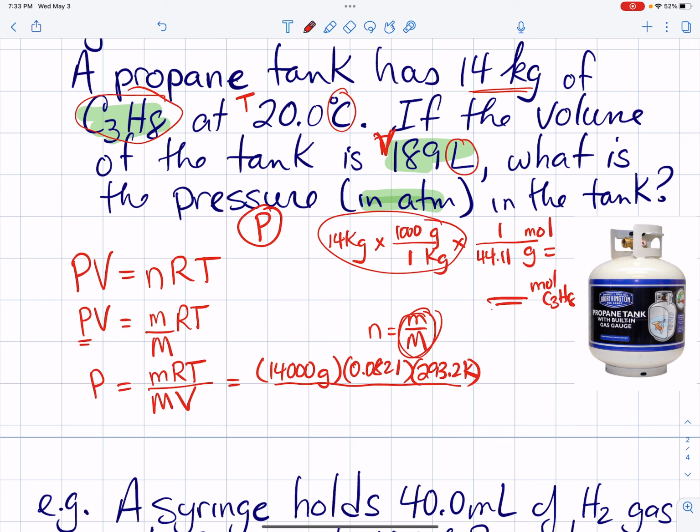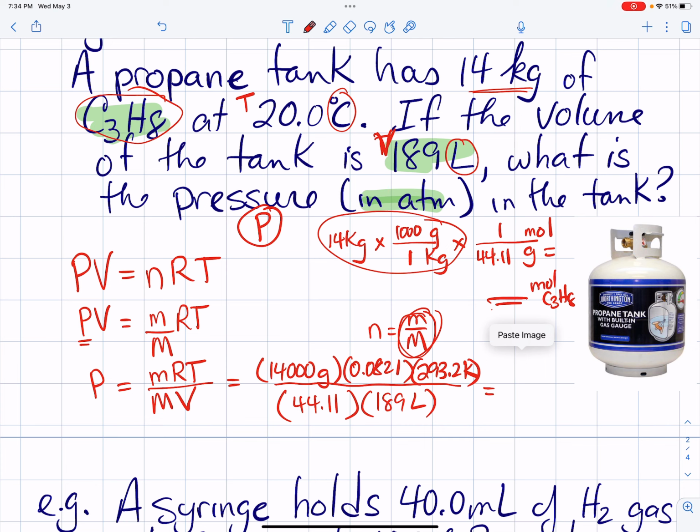Divided by our molar mass of propane, 44.11, and the volume has to be in liters, and it was up above 189 liters. We grab a calculator, 14,000 times 0.0821 times 293.2, and then notice in the denominator we have two numbers multiplied.